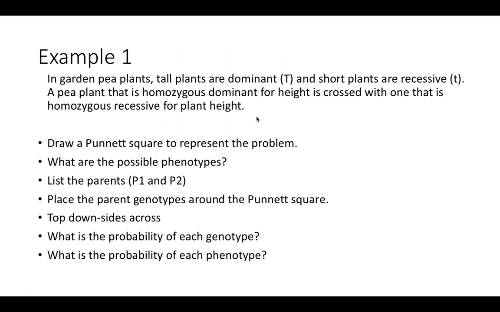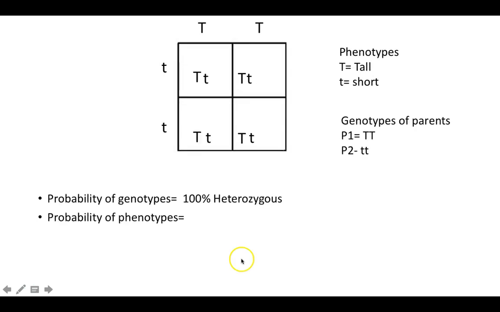Now on to the next step. What is the probability for each phenotype? Remember, the phenotype is the trait. We check ourselves, we go over here, which is why we put this here. Our traits are dominant trait, big T, tall, recessive trait, little t, short.